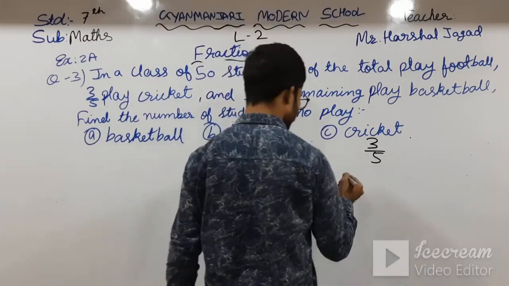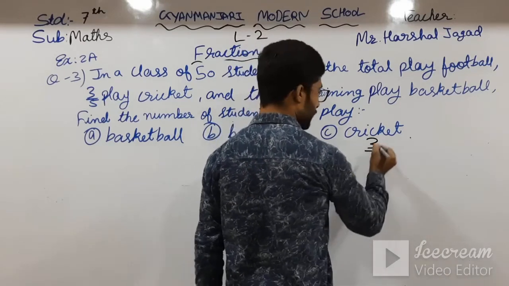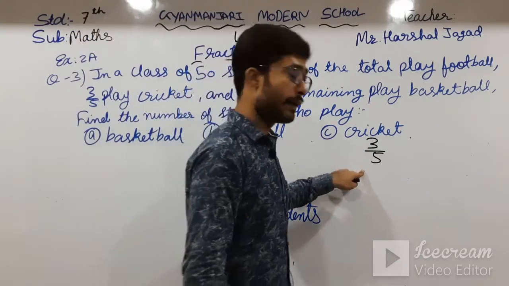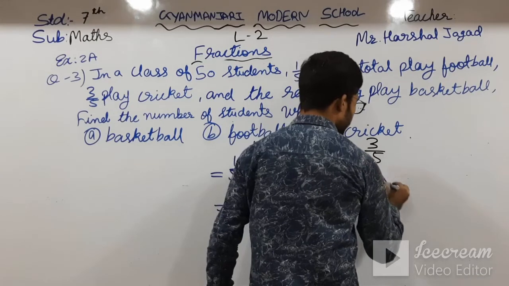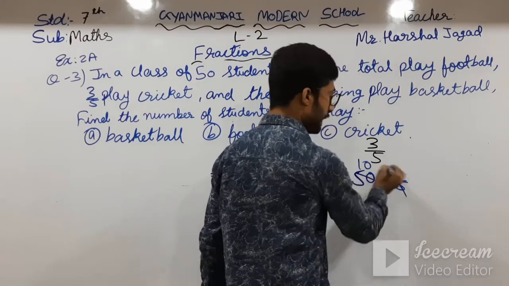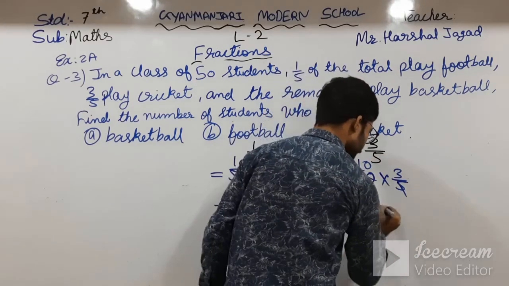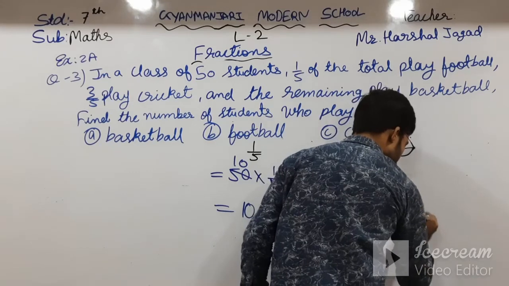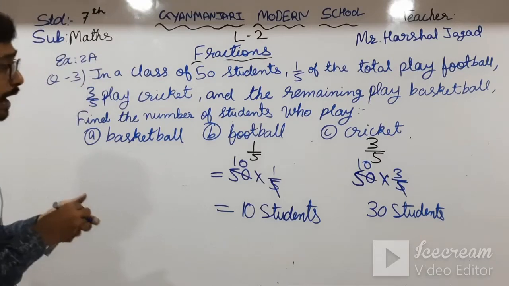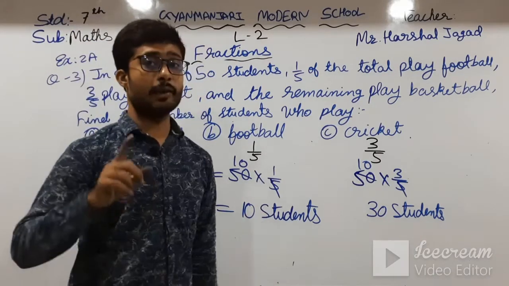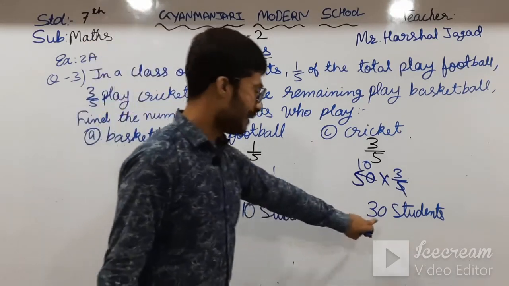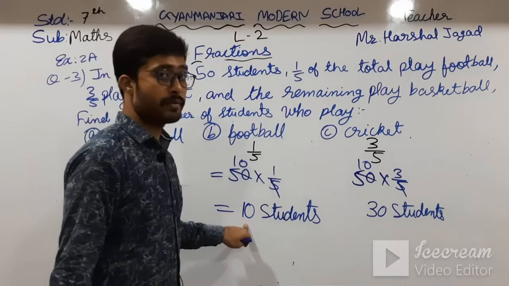Another, how many are playing cricket? Let us see that. Cricket is 3/5. Out of 50 students, 3/5 are playing cricket. So, 50 into 3/5. 5 tens are 50, 10 threes are 30. 30 students are playing cricket. Here, I have told you that the total number should be 50. Here 30 students, here 10 students.